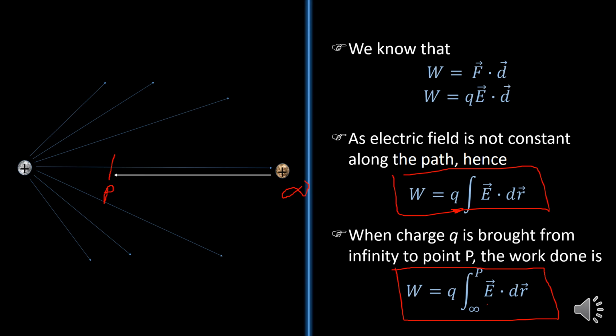And here the electric field and displacement both are opposite. Electric field is in one direction, and we are moving opposite to the electric field. So this is the work done against the electric field. Our displacement and electric field both are opposite, so this is the work done against the electric field. And this is how we can express work done to move charge in non-uniform electric field.